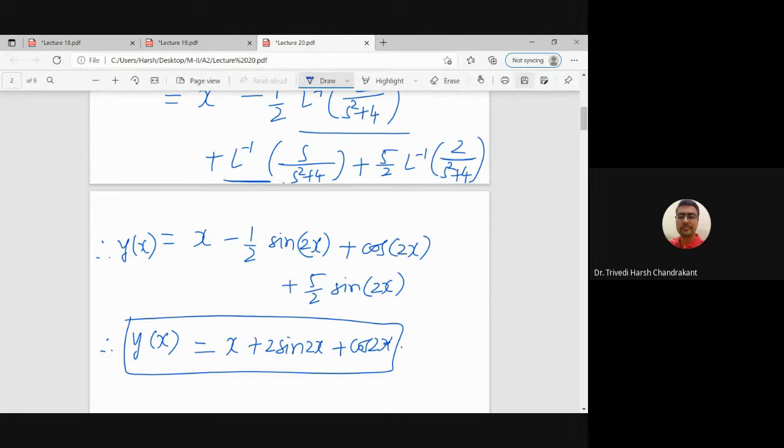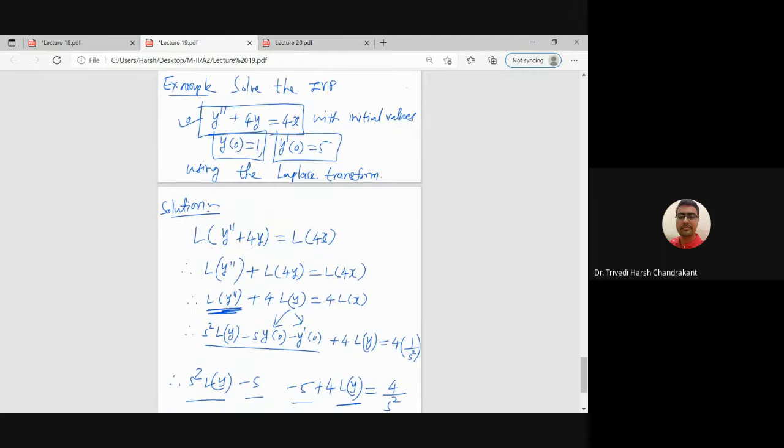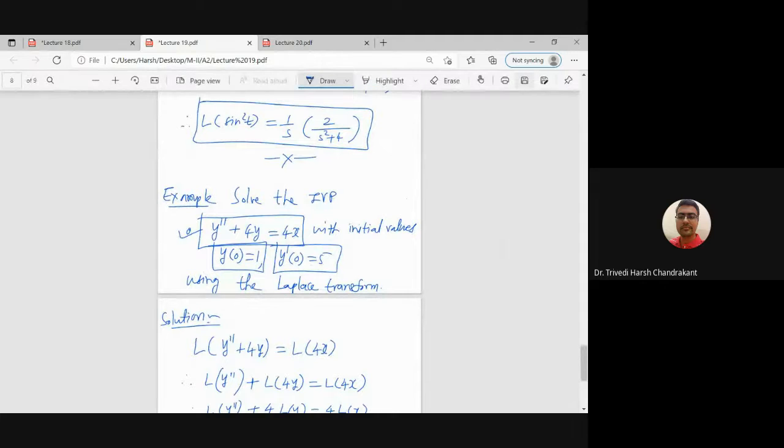So we have discussed 2 or 3 methods to solve the second order differential equation. This is a second order differential equation with initial values, and actually it is a non-homogeneous equation with constant coefficients. The other method which we discussed is the variation of parameter method, because it is a second order linear non-homogeneous equation with constant coefficients.